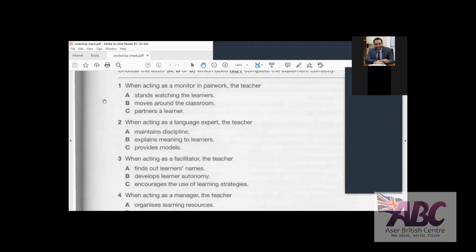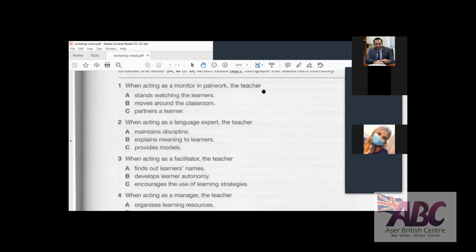In the first question, when acting as a monitor in pair work, there are 2 possible right answers, and I want you to tell me which one is not related to the sentence here. When acting as a monitor in pair work, the teacher stands watching learners, moves around the classroom, or partners alone. Which one does not complete the sentence?